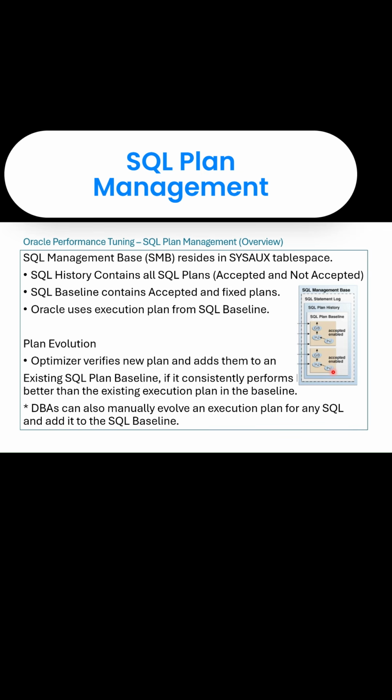The remaining 3 plans which are not accepted, you will find in the SQL plan history, and SQL plan management will keep evaluating and validating them, and see if they are consistently performing better than the existing plan. If yes, then it will move them to the SQL plan baseline as accepted plans. This process is called plan evolution.